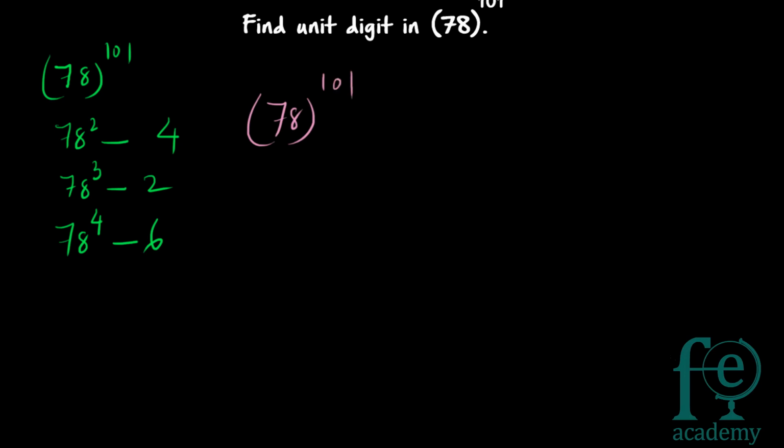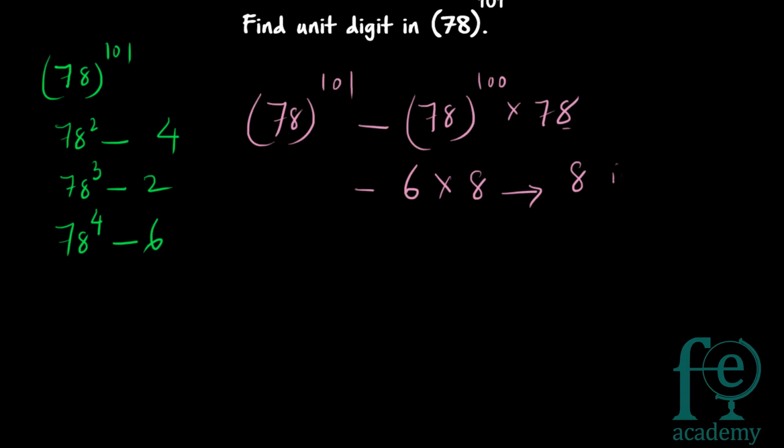So how can you write 78 raised to 101? It can be written as 78 raised to 100 into 78. We are splitting in terms of the nearest multiple of 4. For 101, 100 is the nearest multiple of 4. 78 raised to 100 will have 6 in the unit place, as all the powers which are multiples of 4 will have 6 in the unit place. So 6 into 8 gives you 48, so 8 will be in the unit place. So 78 raised to 101 will have 8 in the unit place.